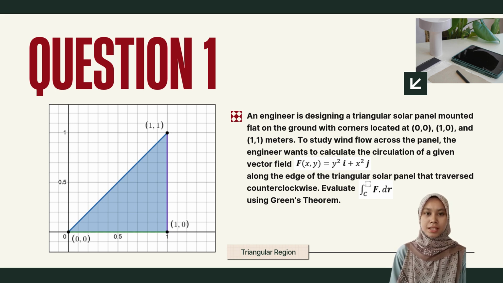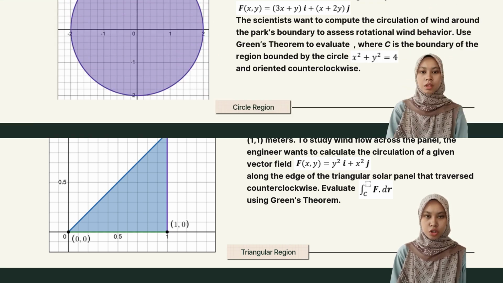The first question is: an engineer is designing a triangular solar panel mounted flat on the ground with corners located at (0,0), (1,0) and (1,1) meters. To study wind flow across the panel, the engineer wants to calculate the circulation of a given vector field F(x,y) equals y squared i plus x squared j along the edge of the triangular solar panel that travels counterclockwise. Evaluate the integral of F dot dr using Green's theorem.